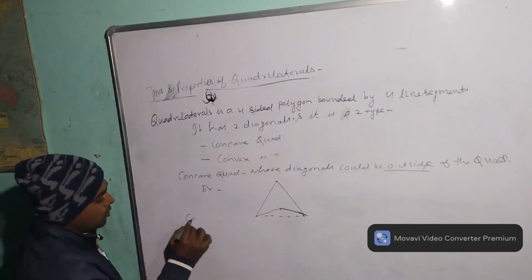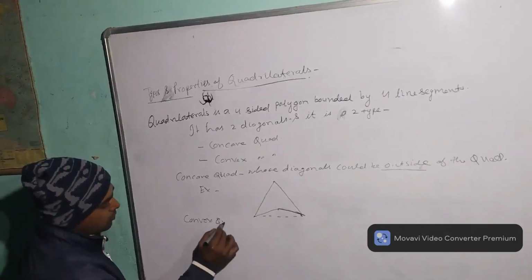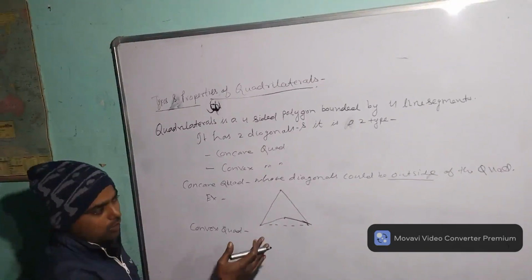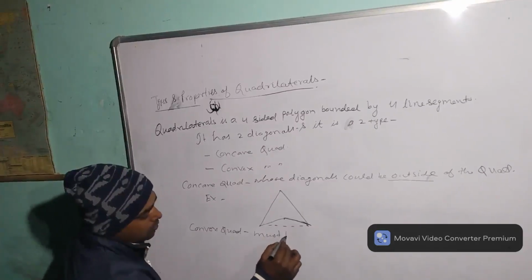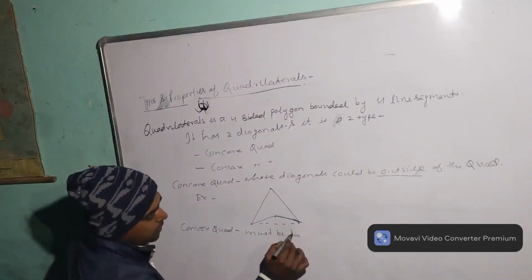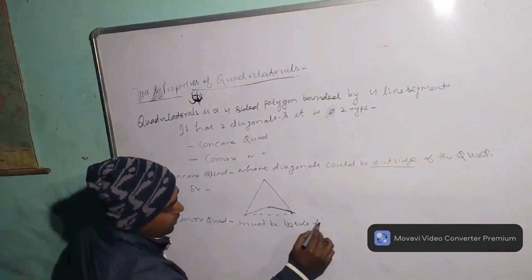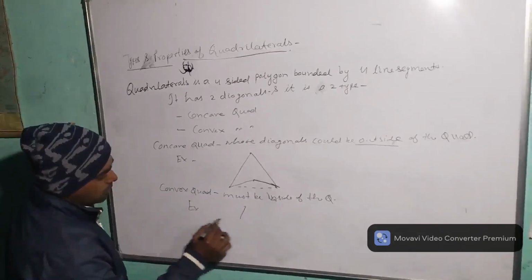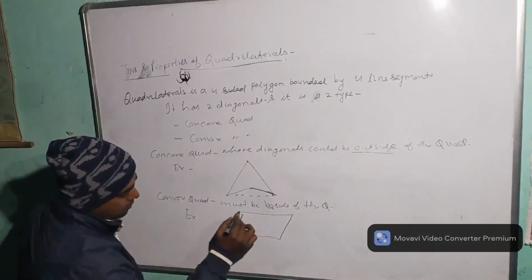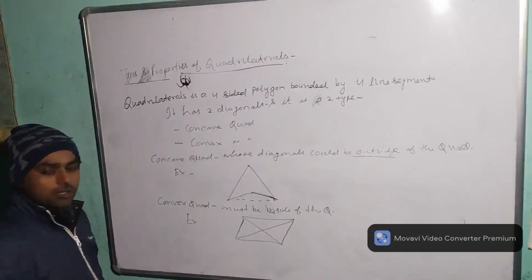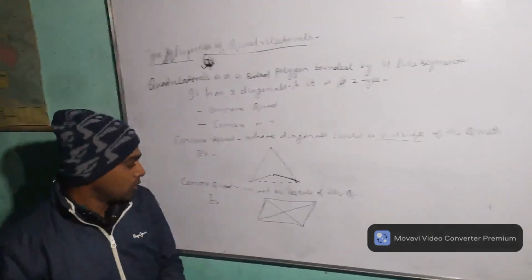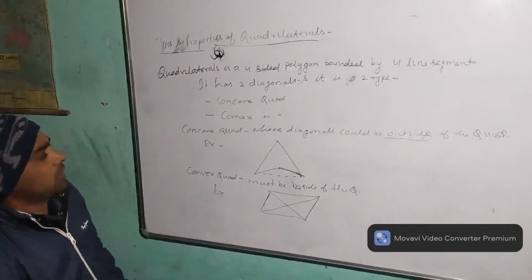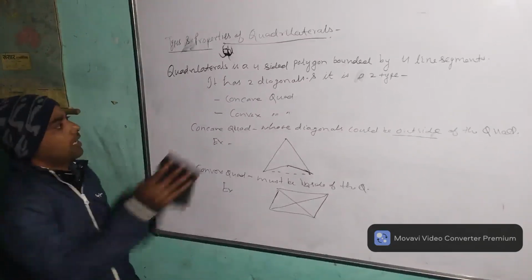And second one is convex quadrilateral. A convex quadrilateral is a quadrilateral whose diagonals must be inside of the quadrilateral, just like this example. This is the diagonal which is inside of the quadrilateral. We have to study convex quadrilateral, and convex quadrilateral has six types.